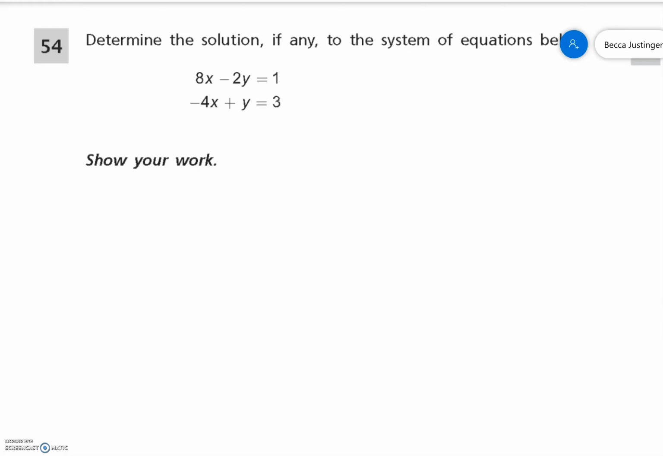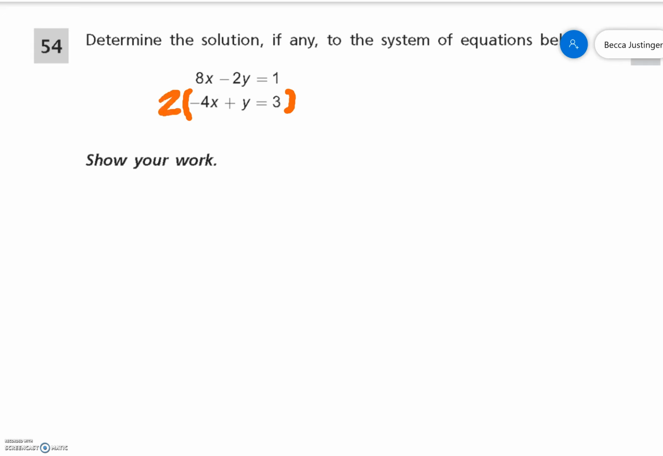Determine the solution, if any, to the system of equations below. So, solving for systems of equations, we can do three things. We can graph, use substitution, or elimination. I like to use elimination. To eliminate, remember you need the same number in front of the variable, one positive and one negative, so they could cancel out. So let's say we want to cancel out the x's. I would want them to both be 8s. So I would multiply the bottom by 2.